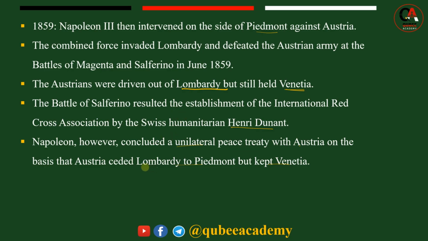The local consequence was Lombardy given to Piedmont, and the international consequence meant the establishment of the International Red Cross Association by the Swiss humanitarian Henry Dunant. This means the second consequence of the Battle of Solferino of 1859.